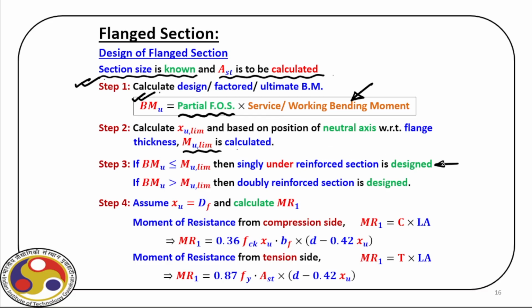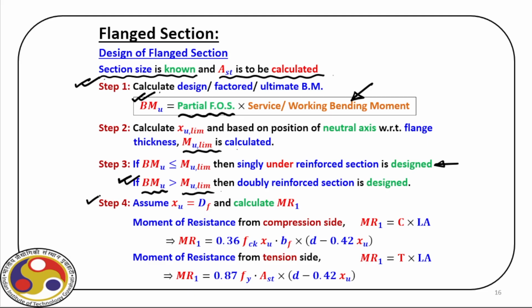But that is not the case. That we have already discussed in our previous lectures. We'll have this model only when we have BMU more than MU limit. That is, a singly reinforced section alone cannot meet the demand, and therefore we need this doubly reinforced section and the special geometry to cater to the need.